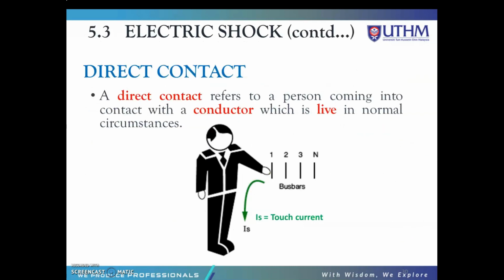So for the electric shock, there are two events, which are direct contact and indirect contact. Direct contact refers to a person coming into contact with a conductor which is live in normal circumstances. So directly touching the live cable, for example, is a direct contact.